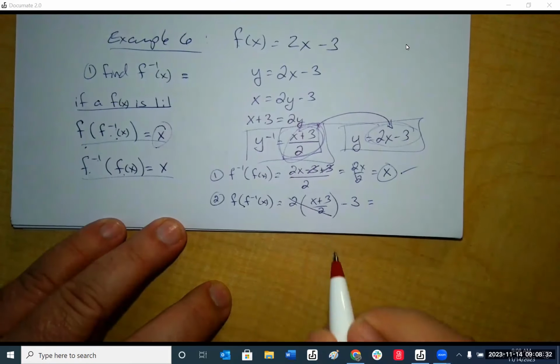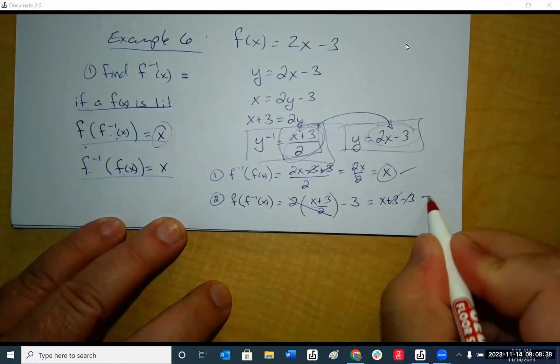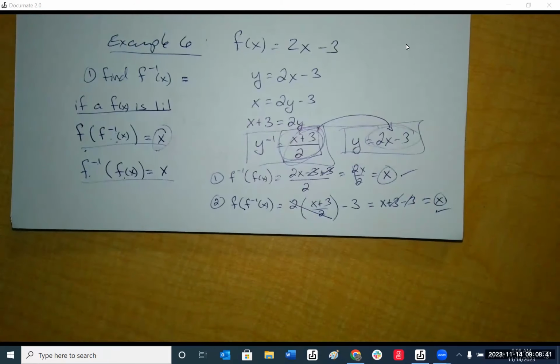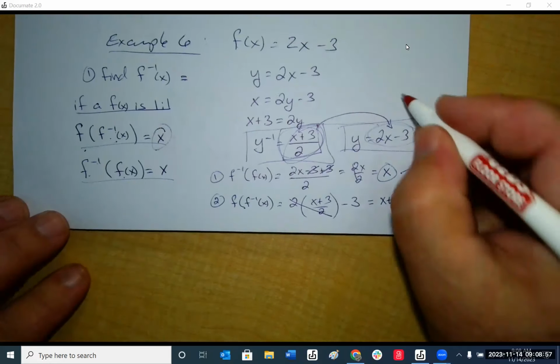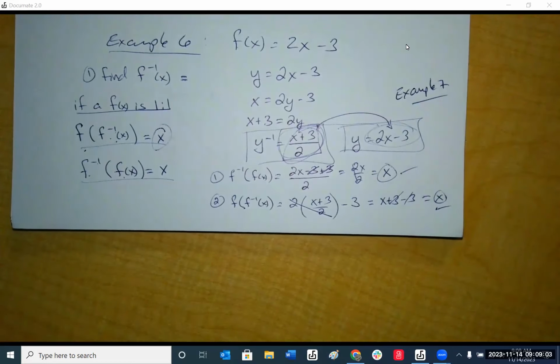The 2's cancel, so we just have x plus 3 minus 3. The 3's cancel, leaving x. So those are inverses. That's how you test if you have inverses or not. So this was actually example 7. Now, is it any secret that it's supposed to equal x?